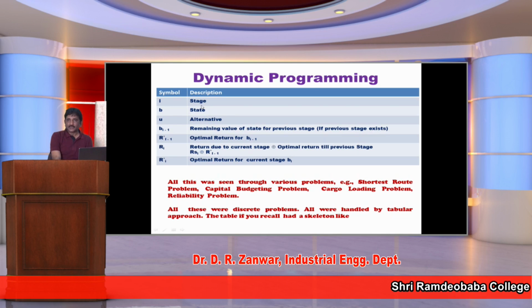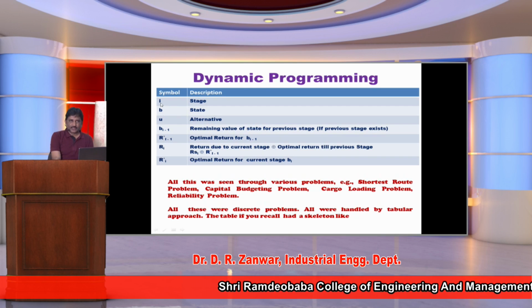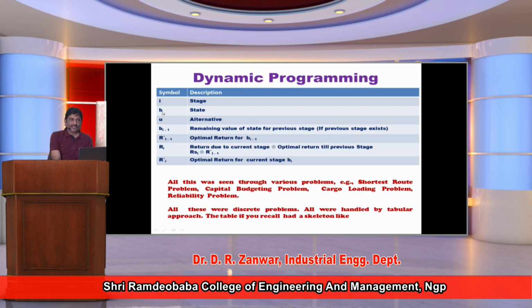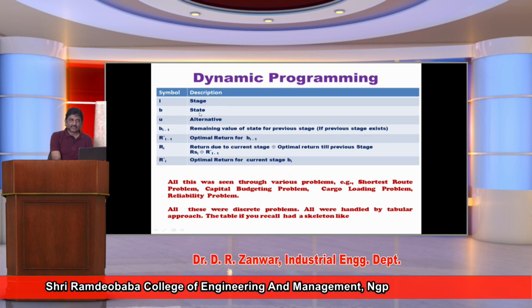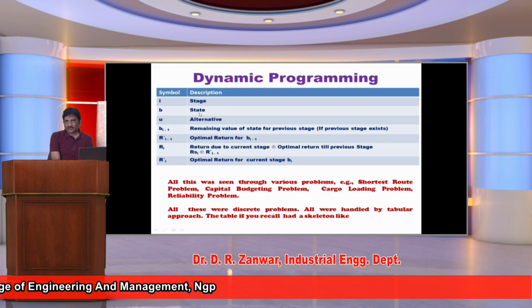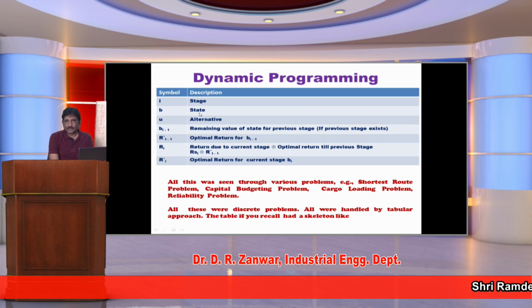So the terms which are important in dynamic programming are: one is stage, because the problem is to be broken into multiple stages intelligently, right? And stage will be indicated by the variable i. Variable b will be used to indicate another important thing in dynamic programming, that is state. State is the different values which we give for the limit of the constraint.